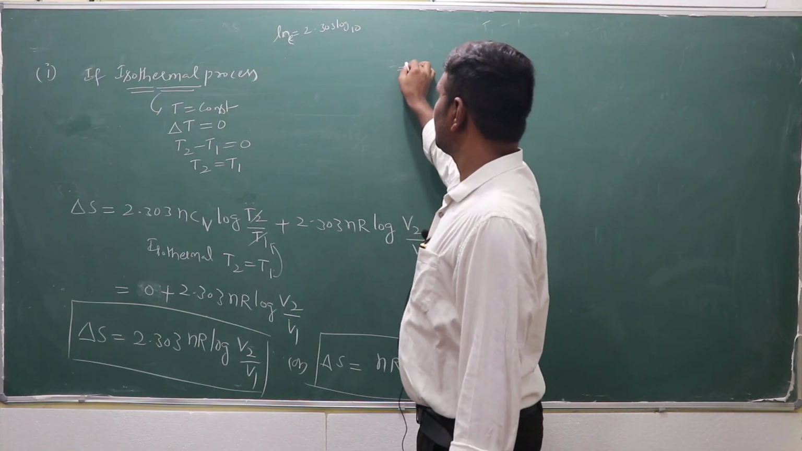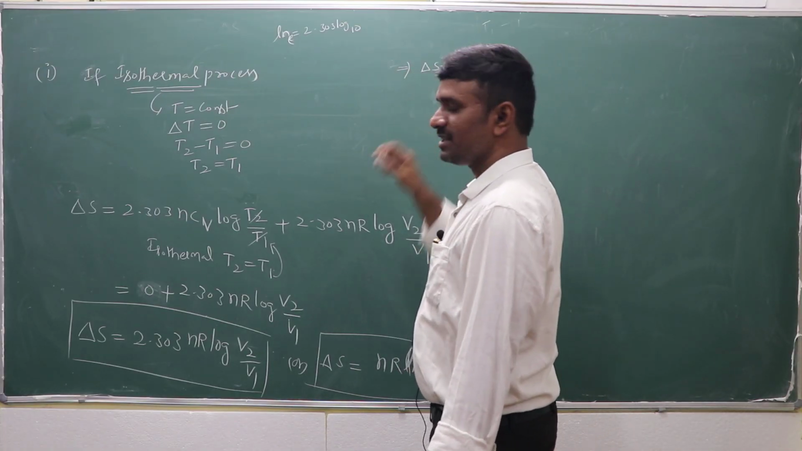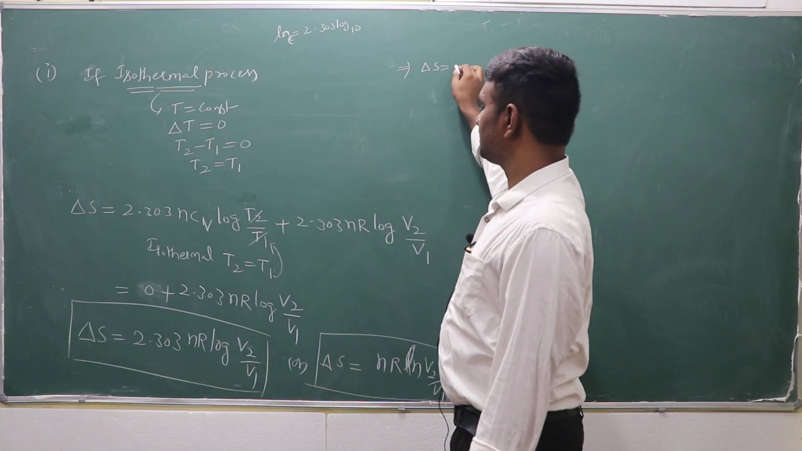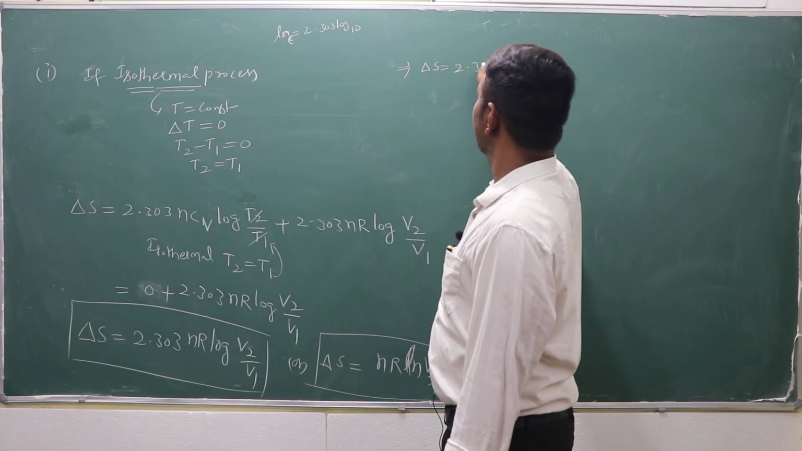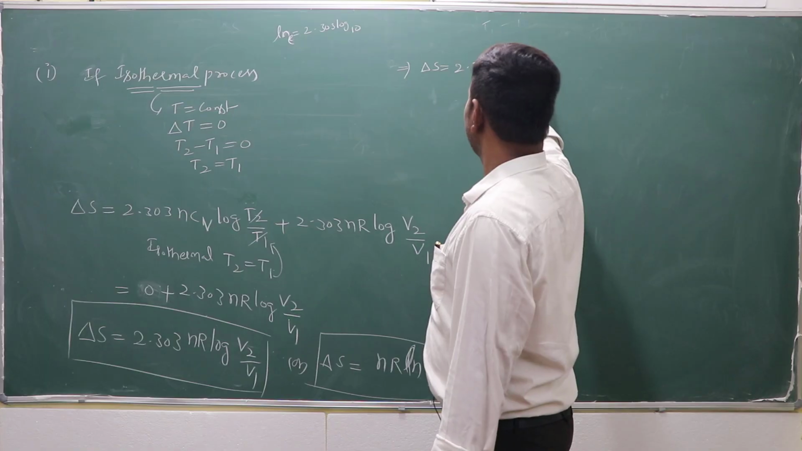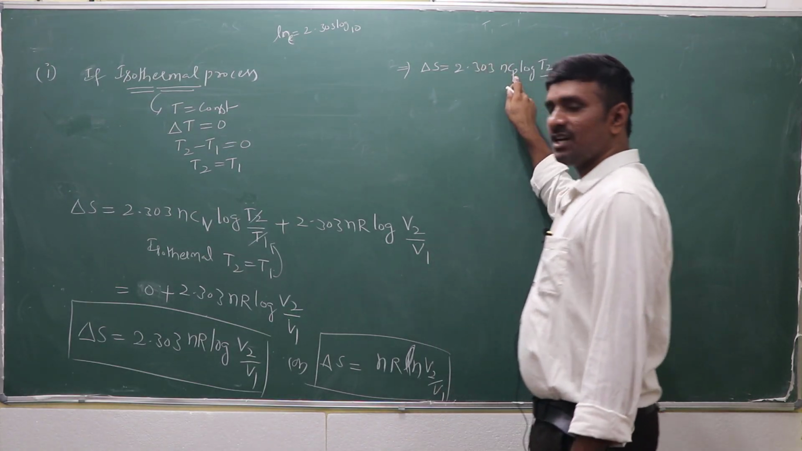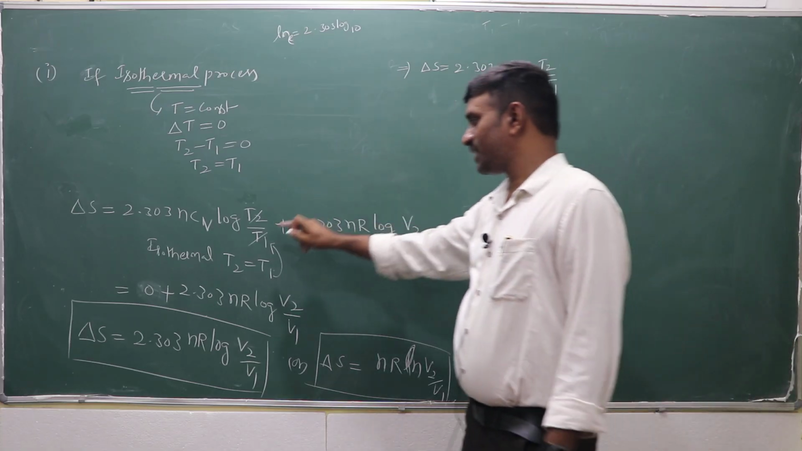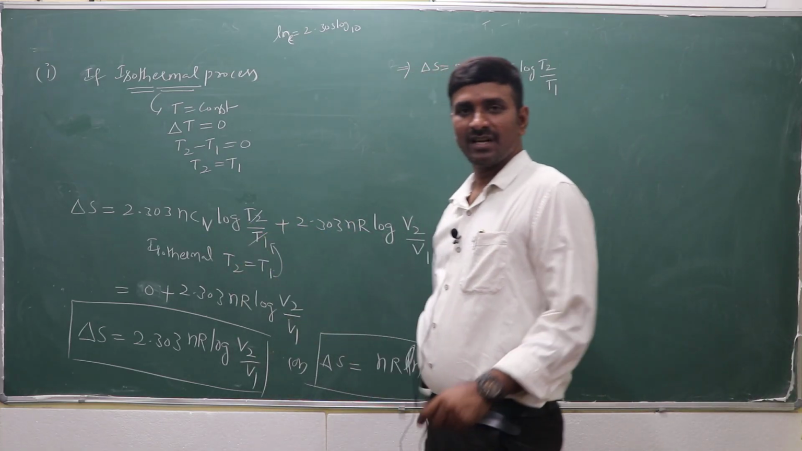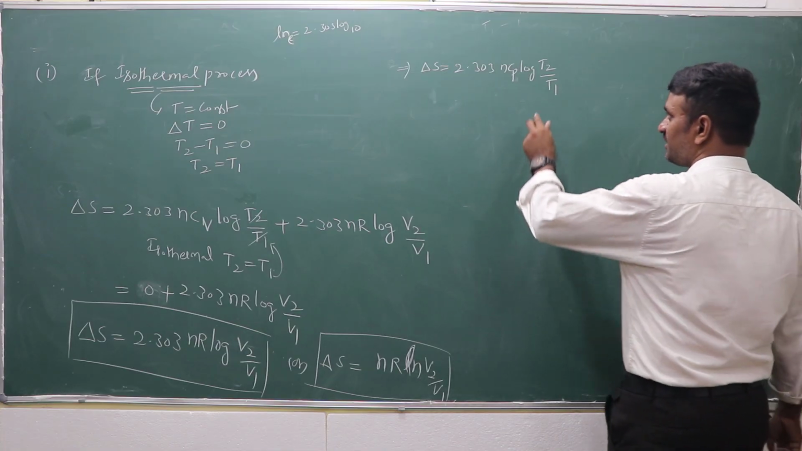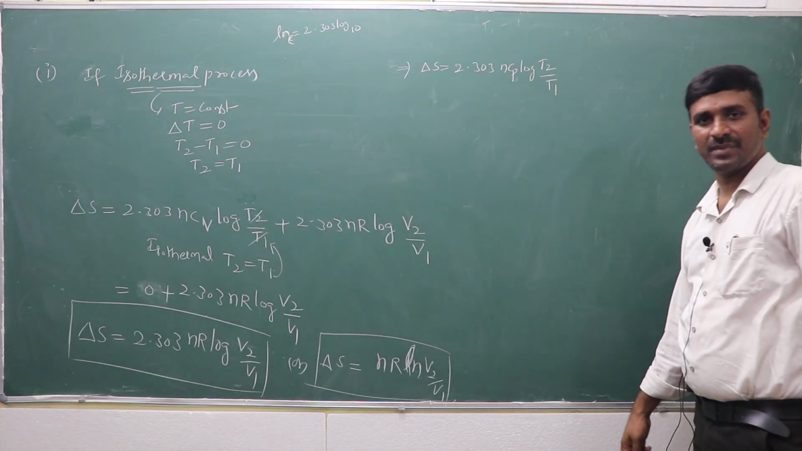And another relation we know: for a change in temperature and pressure, 2.303 nCp log T2 by T1. In the case of pressure and temperature, nCp. In the case of temperature and volume, nCv. Heat capacity at constant volume is Cv, heat capacity at constant pressure is Cp.